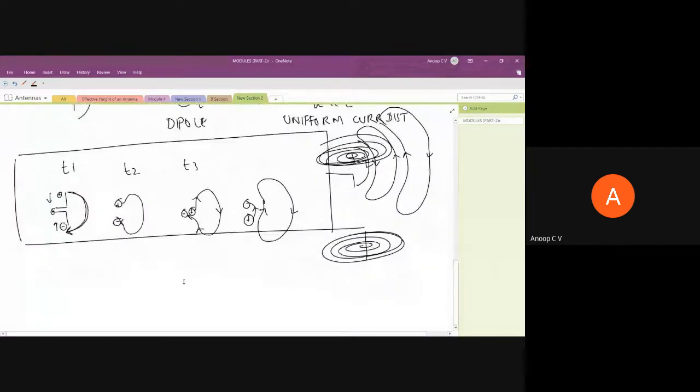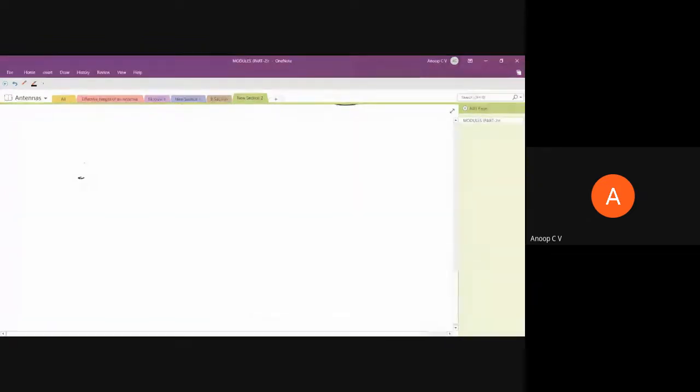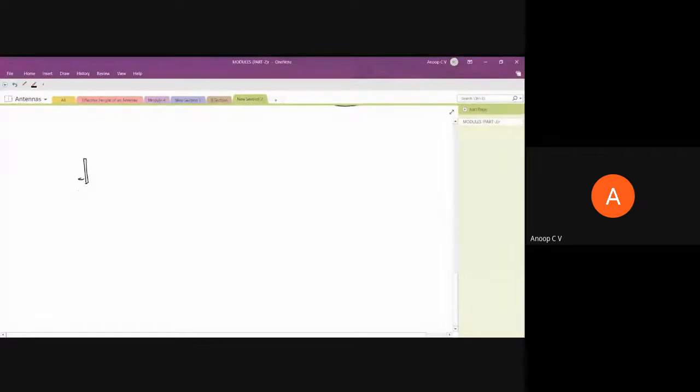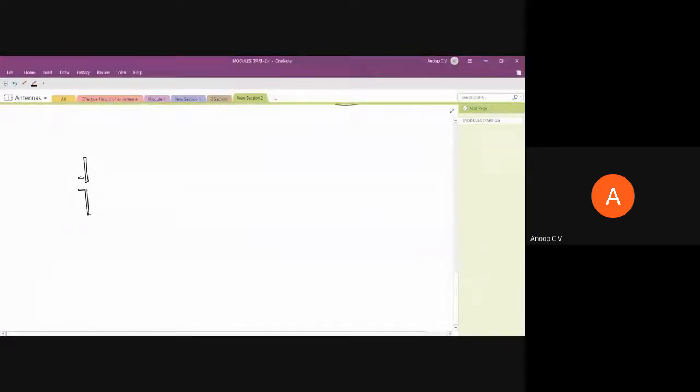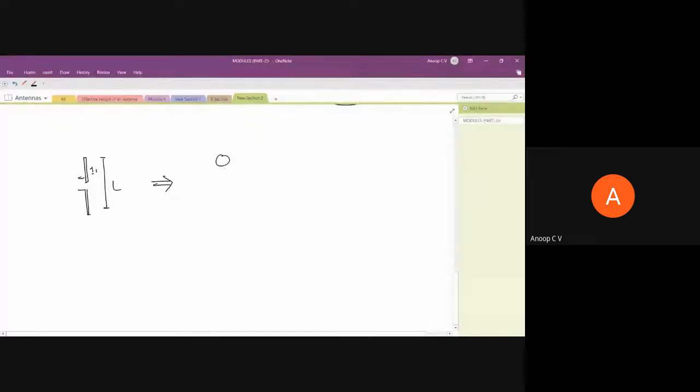So this dipole, I'll now just show the short electric dipole. I'm not showing the field. It has length L and current distribution I, and it can be equivalently represented as a dipole, plus Q and minus Q, and the current is I. The excitation current I can be written as I is equal to I naught e power j omega t.